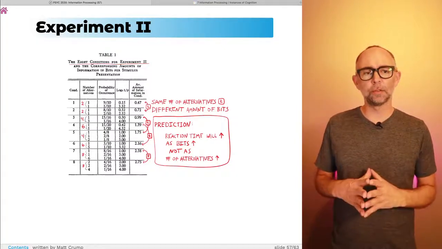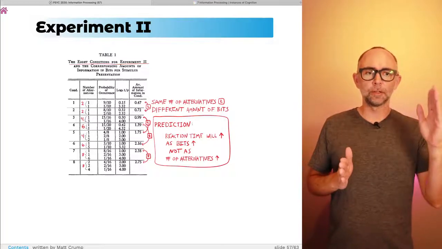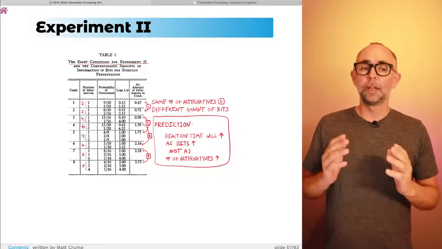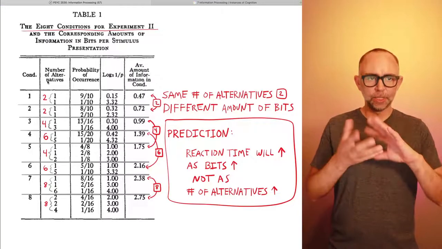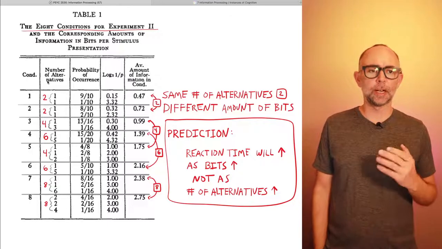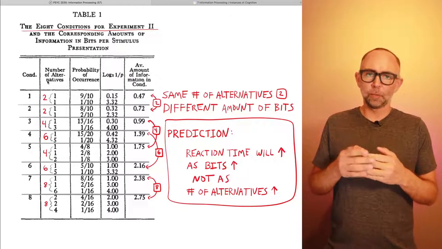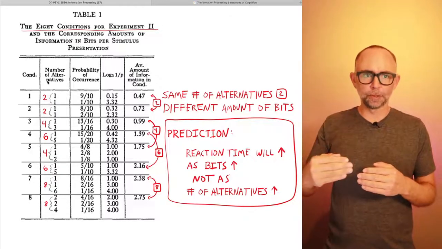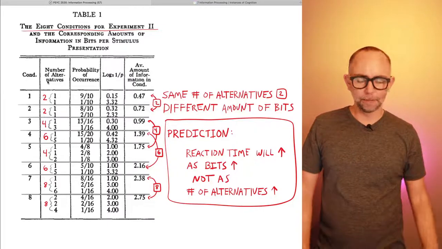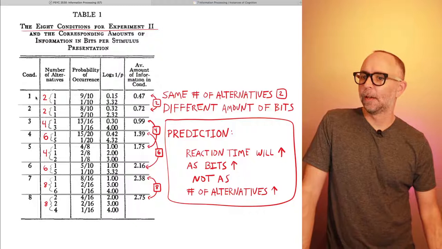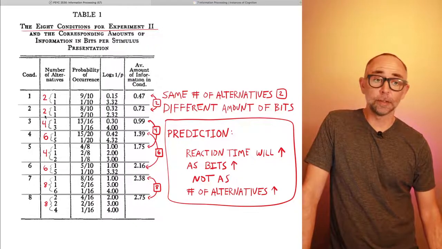And let's take a closer look at his design here to see how he deconfounded the number of alternatives from the amount of information in each set. In order to deconfound these two factors, what you need to have happen is have different conditions where you have the same number of alternatives, but different amounts of information. And here's how he achieved that. In experiment two, he had eight conditions, and let's take a look at the first two conditions.